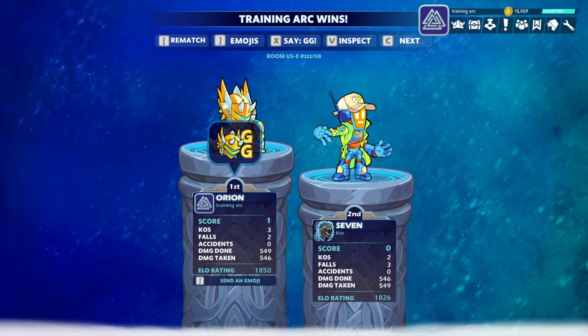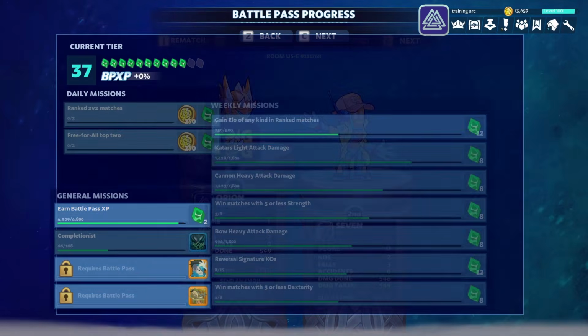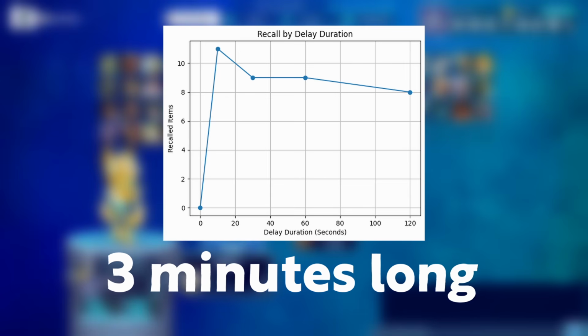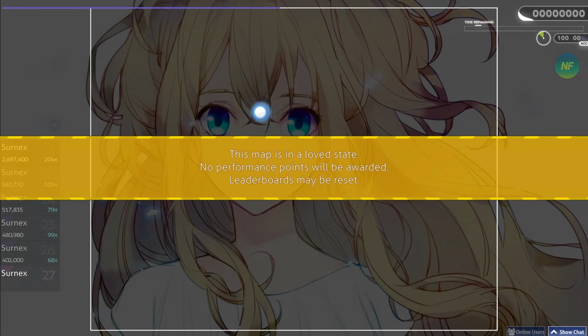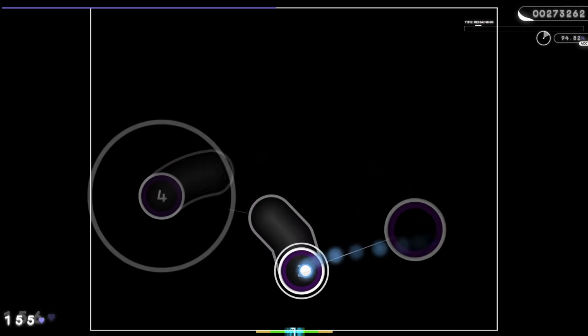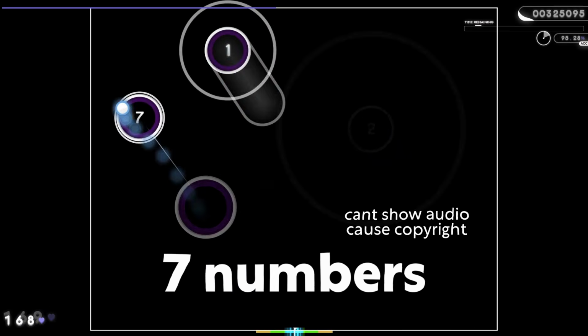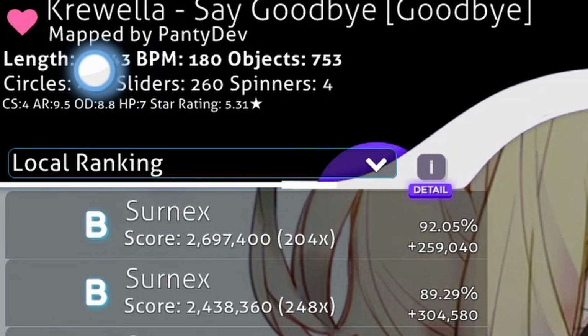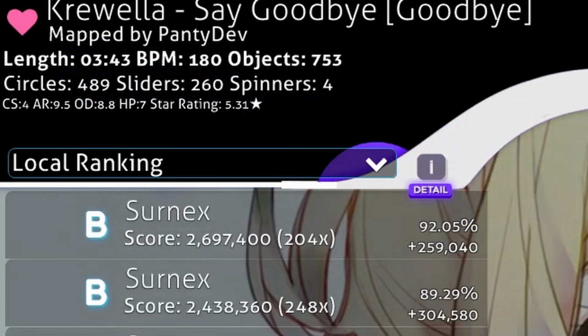I won and I successfully memorized 9 numbers. Both matches were around 3 minutes long, which makes sense according to the memory test since delay doesn't affect memory as much. But when I played Osu, and I made sure to play one of the hardest maps that I can attempt, I was only able to memorize 7 numbers. Keep in mind, this map was 3 minutes and 43 seconds long.